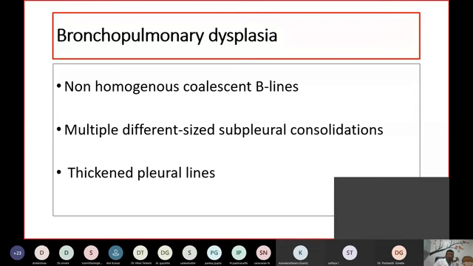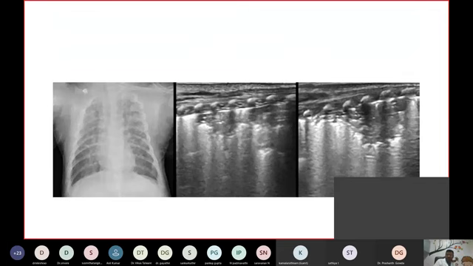Again, as I said, you have to correlate with the clinical findings. Obviously, if you see these findings in a baby who is just born and less than 30 weeks, it is RDS. And if you see this finding in a 28 weeks preterm after 1 month, this is BPD. So you have to correlate clinically. Bronchopulmonary dysplasia will have non-homogeneous B lines, multiple consolidations, and a thick pleural line. So you can see here a lot of subpleural consolidations, pleural line abnormalities, non-homogeneous B lines. So there's a lot of overlap. Again, the same thing, subpleural consolidations.